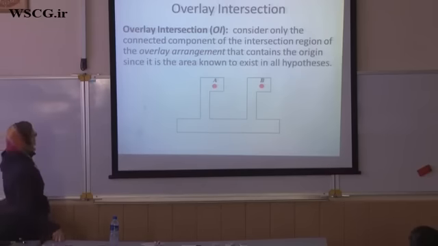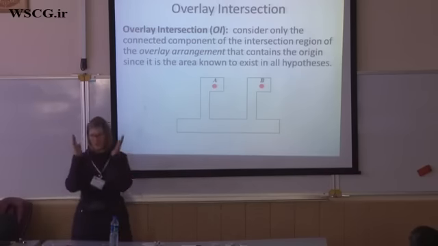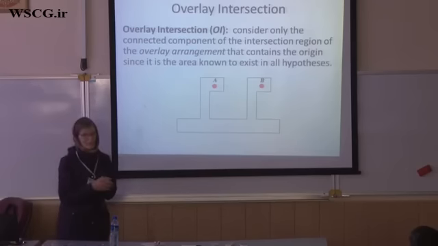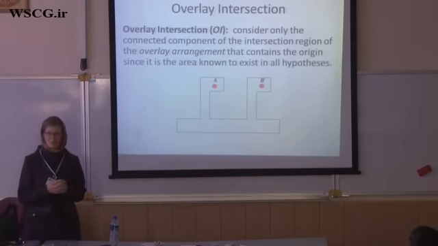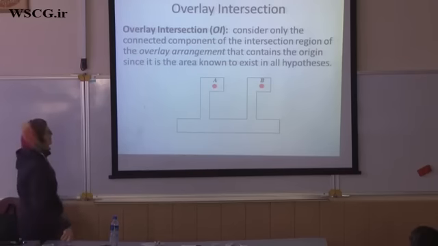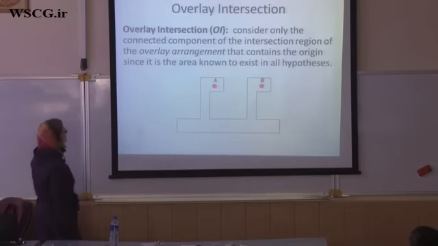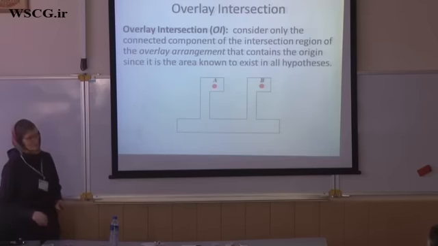So what's going to be sensible? Actually, I'm going to show you two ways of being sensible. The first way we're going to look at is called overlay intersection. So we kind of like to avoid the running time of computing an overlay of visibility cell partition. That's computationally expensive. So can we avoid doing that? So here's the idea. Consider only the connected component of the intersection region of the overlay arrangement. So nothing about cell partition.